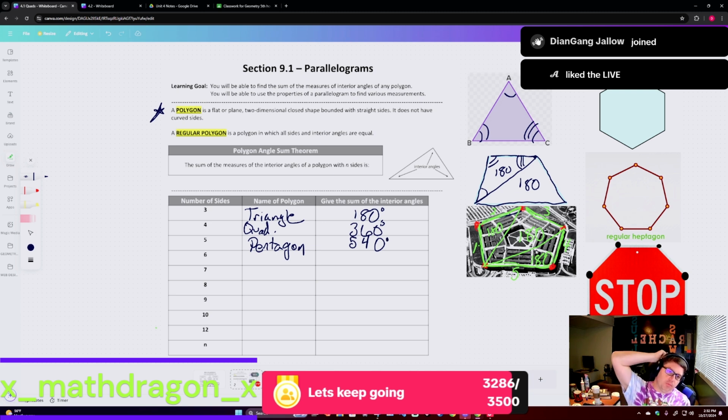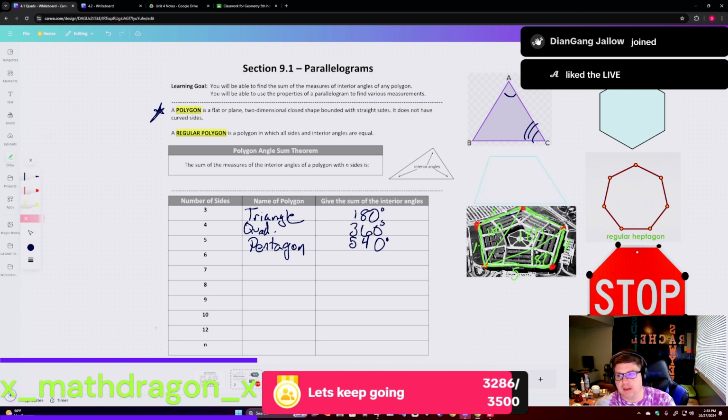So I know the angles that are inside the shape are all going to add together to give you 540 degrees. Now, if we look at the quadrilateral for a second, what that's saying is if I have angle 1 plus angle 2 plus angle 3 plus angle 4, all 4 of these, when I add them together, are going to be 360 degrees. Now, that doesn't mean they're all equal to each other.